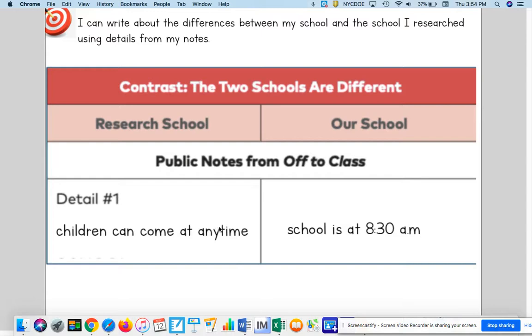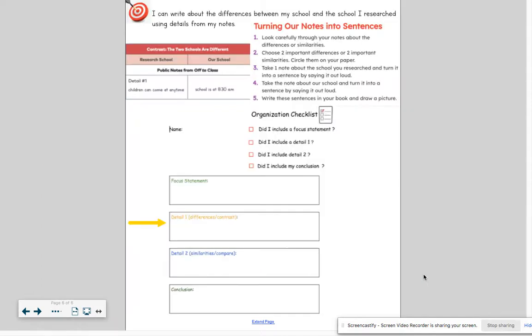So what do I have to do now? I have to turn this one big detail into a full sentence. So let's take a look at how we can do that. I have a little picture of my detail up here. I have our turn our notes into sentences checklist and our writing checklist. Since we are talking about the differences, you are going to be writing in the second box. The other day we filled out the focus statement, but today we are writing in the second box.